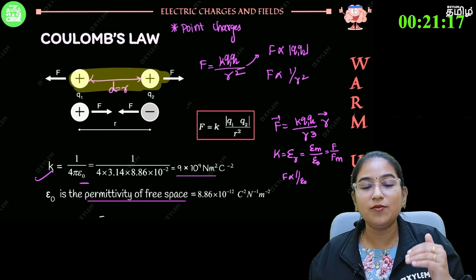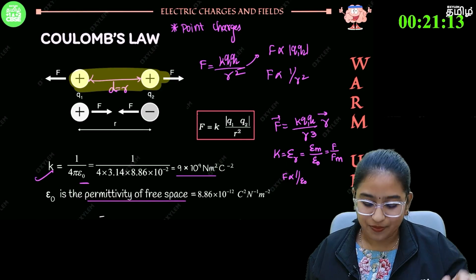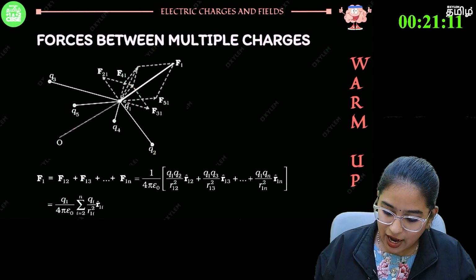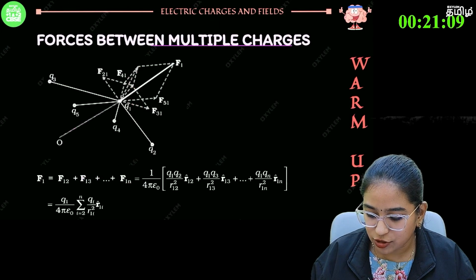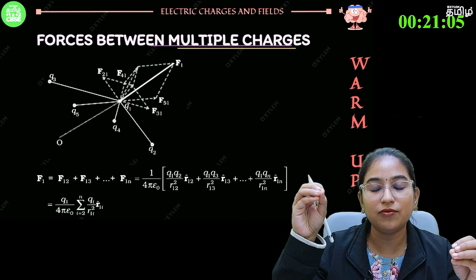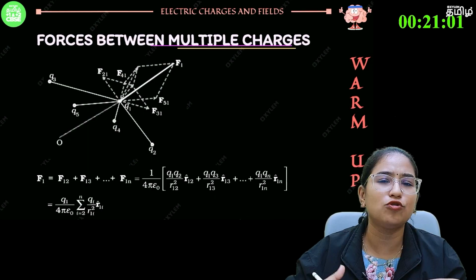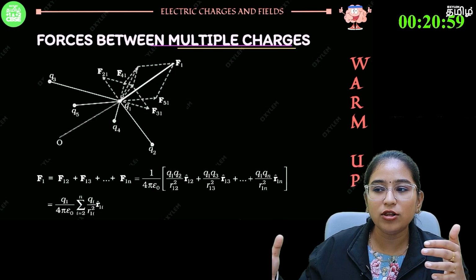So in a medium, the force will be reduced. Without a medium, the force will be K. And now the force between multiple charges. Whenever they mention multiple charges and you have to find the force on a particular charge, you can simply go for superposition. You can add all the forces present.